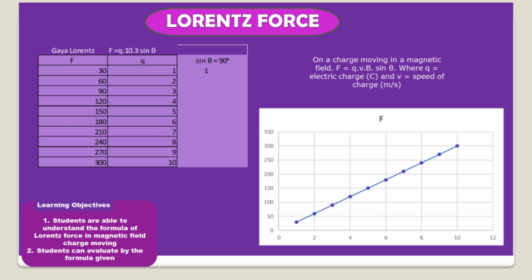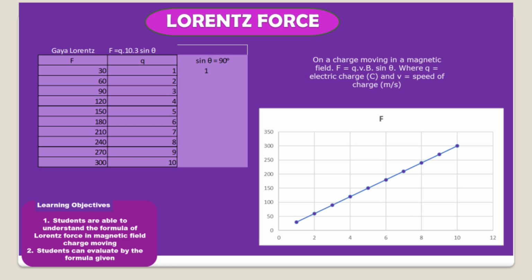For the first electric charge, Q is 1 coulomb, we substitute the formula F equals Q times V times B sin theta. We get the F is 30 Newton. For the second electric charge, 2 coulomb, we substitute the formula, we get the F is 60 Newton, and so on, until we finish the electric charge at 10 coulomb.